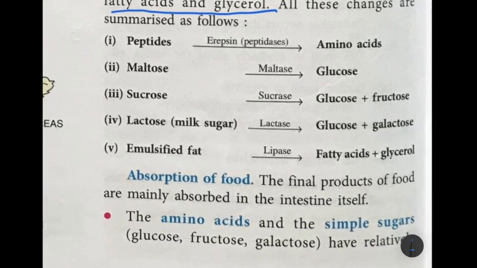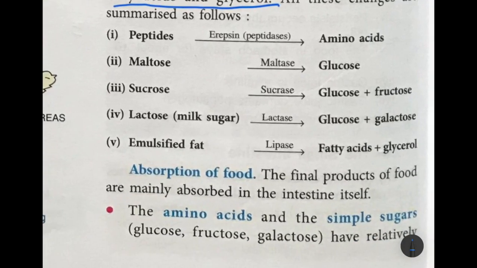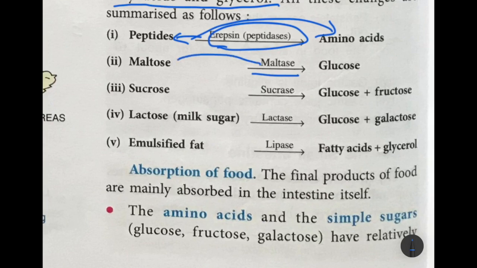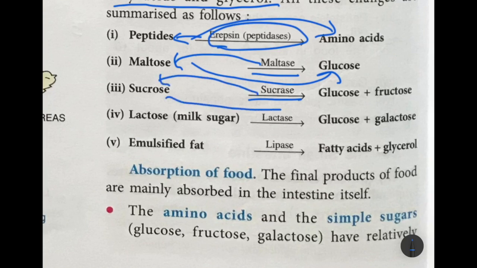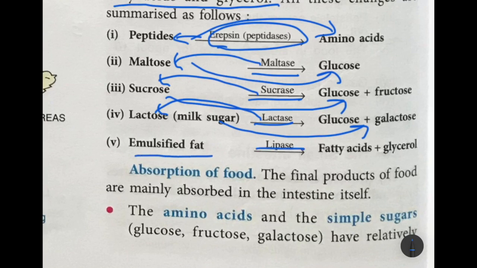So intestinal juice has erepsin or peptidases which turn leftover peptides into amino acids, maltase which turns maltose into glucose, sucrase which turns sucrose into glucose and fructose, lactase which turns lactose or milk sugar into glucose and galactose, and finally some amount of lipase which turns emulsified fat into fatty acids and glycerol.